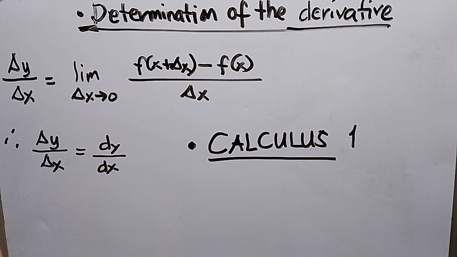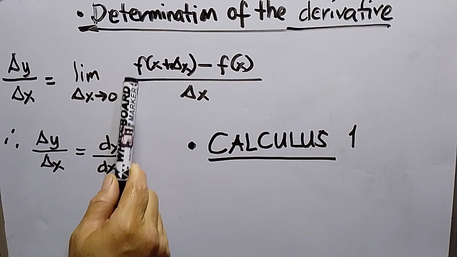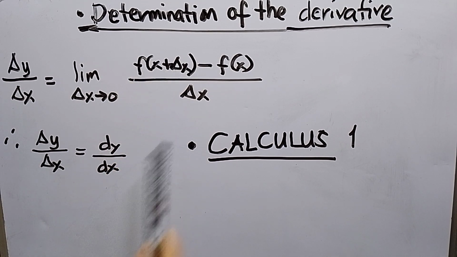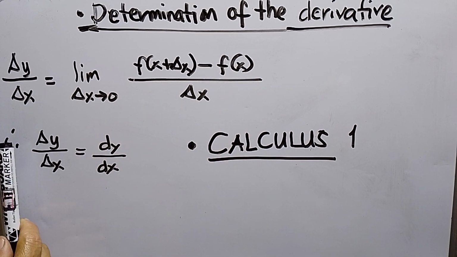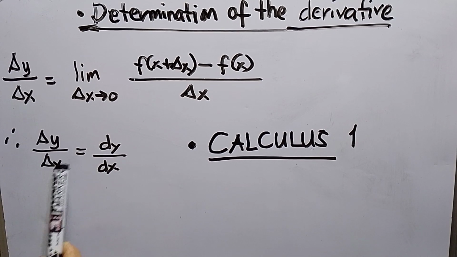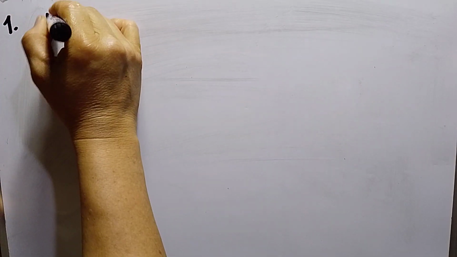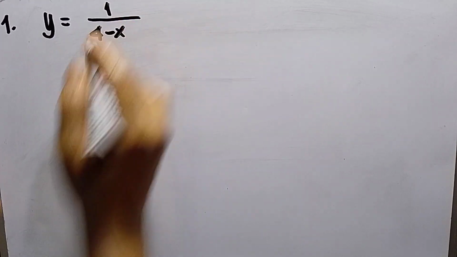So I have here the formula. Delta y over delta x is equal to the limit as delta x approaches 0 of f of (x plus delta x) minus f of x, all over delta x. Take note that delta y over delta x is equal to dy/dx. So I have here number 1. The given function is y equals 1 over 4 minus x.